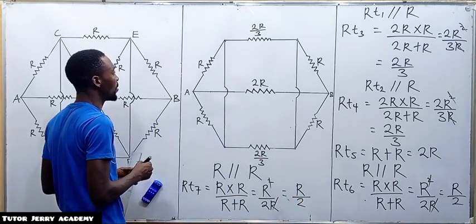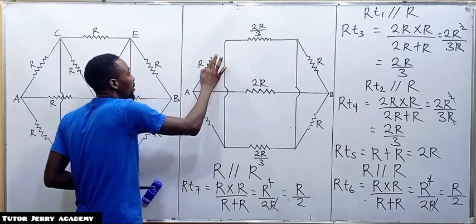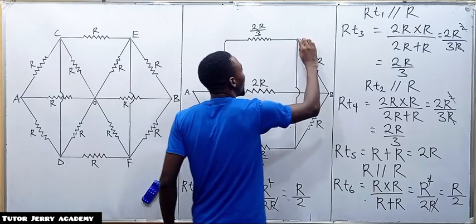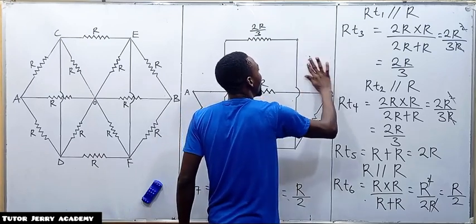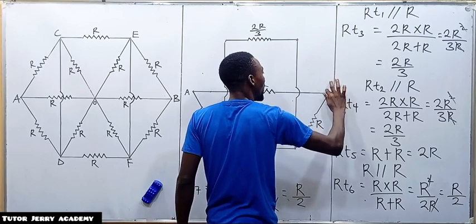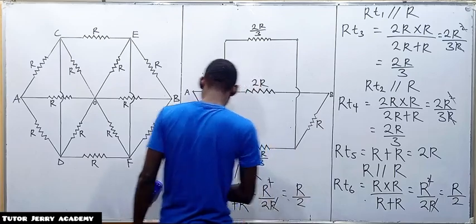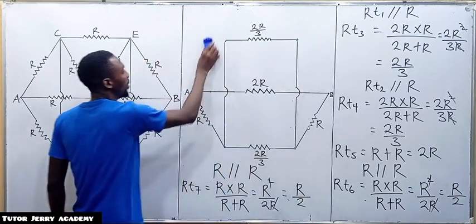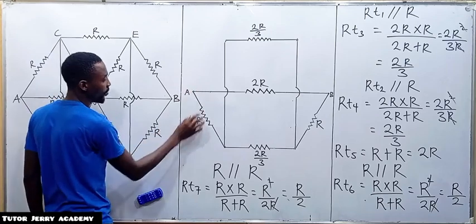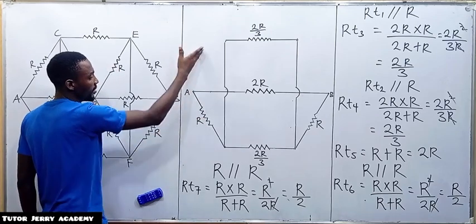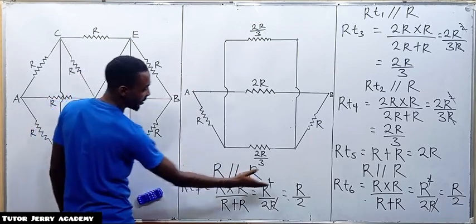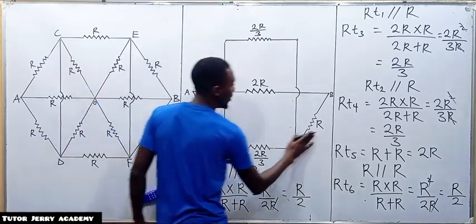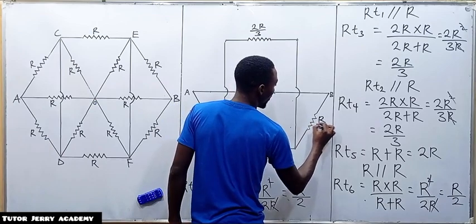All right, so it means that we can therefore remove this. We can remove that. So we can replace what we have here now, since this and this we have combined them, and their effect is giving us R over 2. So this is going to be R all over 2. This is also going to be R all over 2.